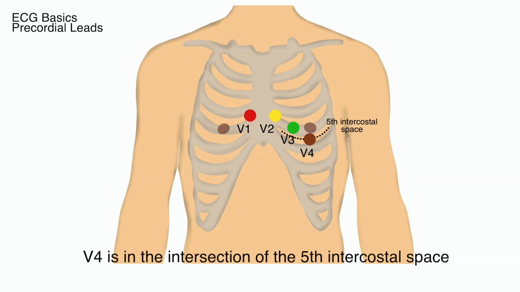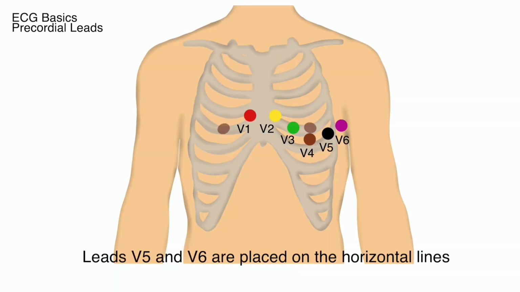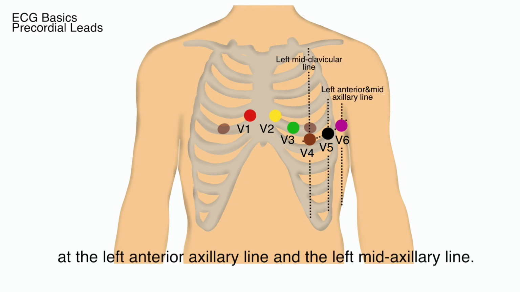V4 is at the intersection of the fifth intercostal space and the left midclavicular line. Leads V5 and V6 are placed on the horizontal line at the height of V4, at the left anterior axillary line and the left mid-axillary line.